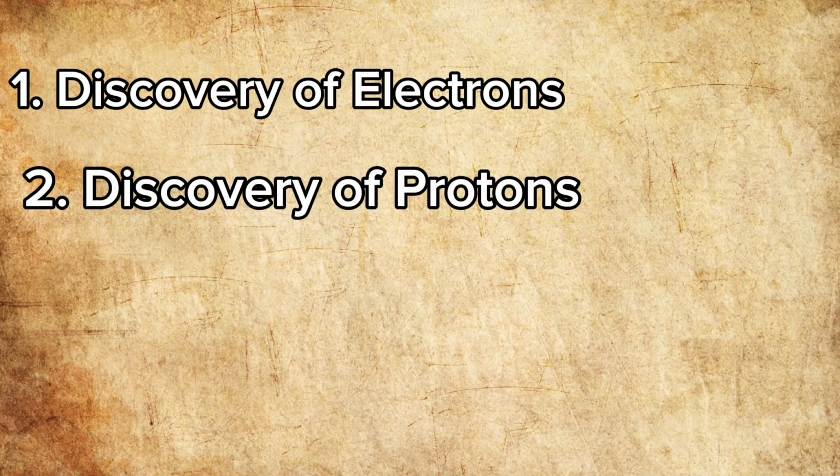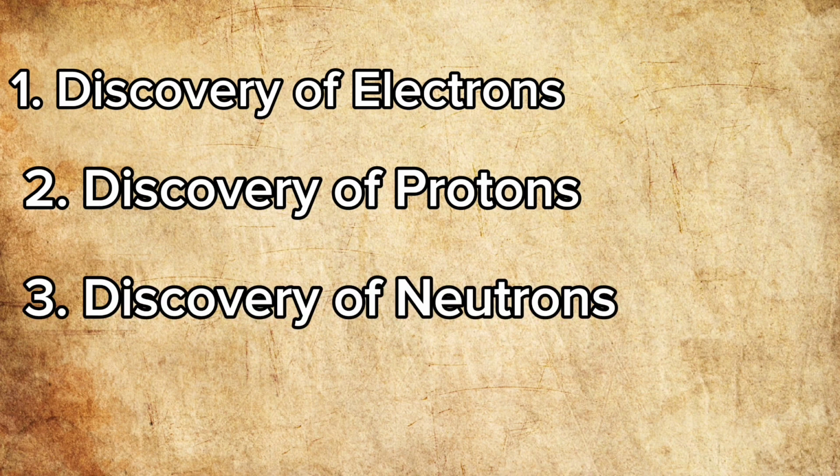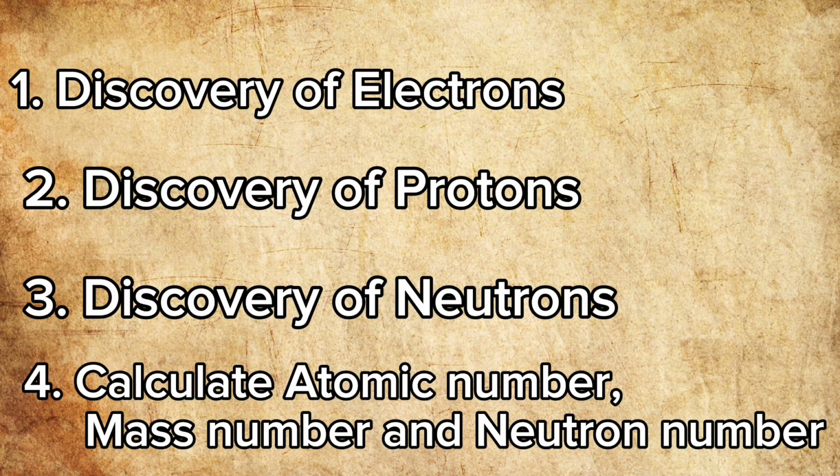We'll go through how electrons were discovered, how protons were discovered, how neutrons were discovered, and lastly, we will talk about how to calculate atomic number, mass number, and how to calculate neutron number. So let's begin.